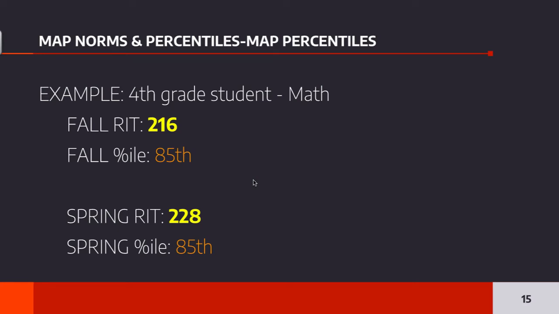Let's take our 4th grade student again. Let's again use math. Let's say their fall RIT is a 216. In the fall, that percentile is the 85th. However, in the spring, to be at the 85th percentile, they now have to get a RIT score of 228. This is the reason why, for placement purposes, it is not best practice to use the fall RIT. We want to use the spring RIT.